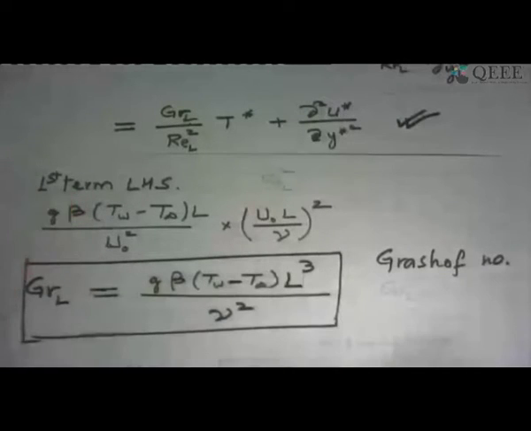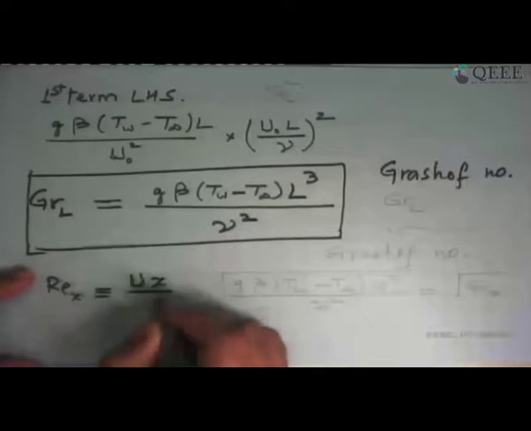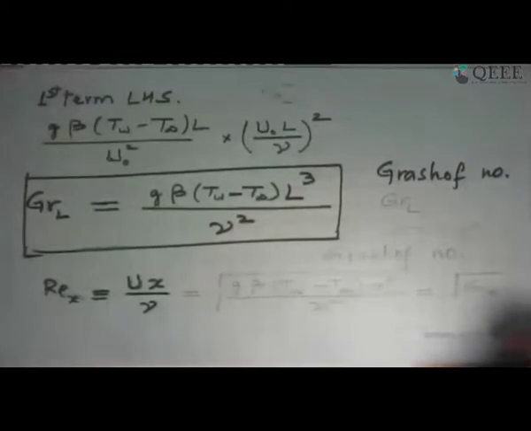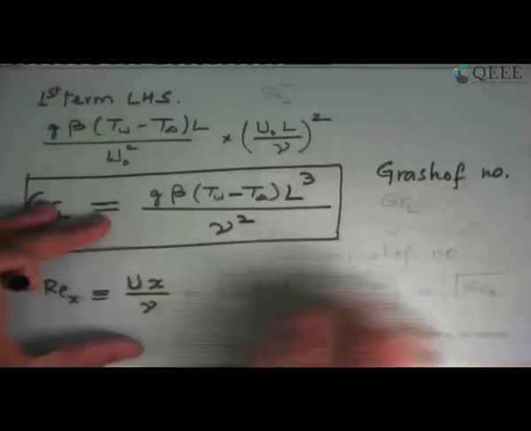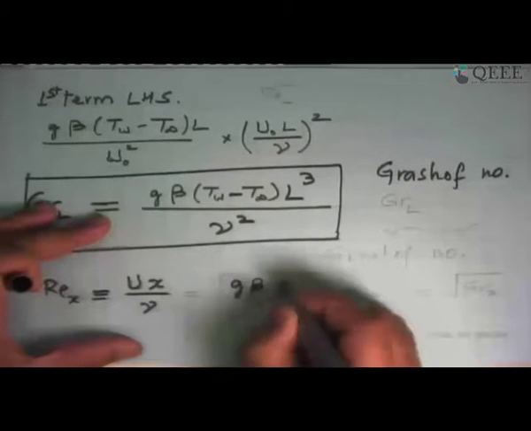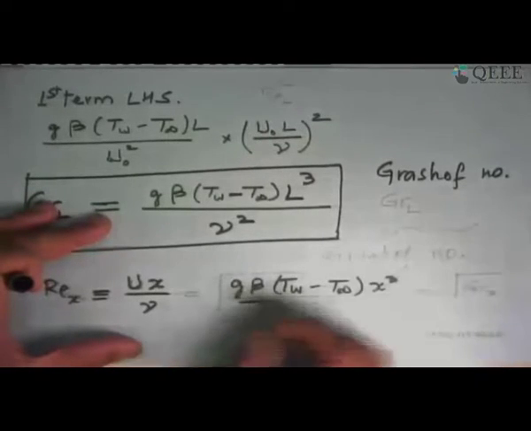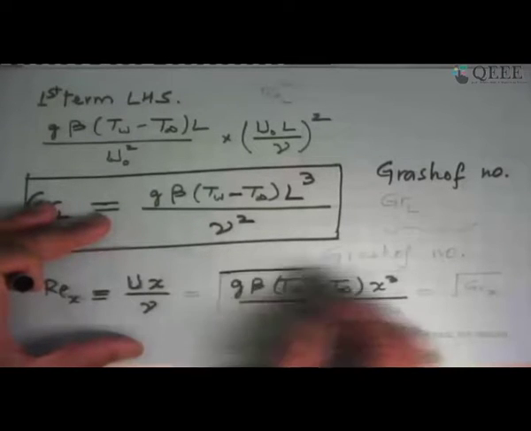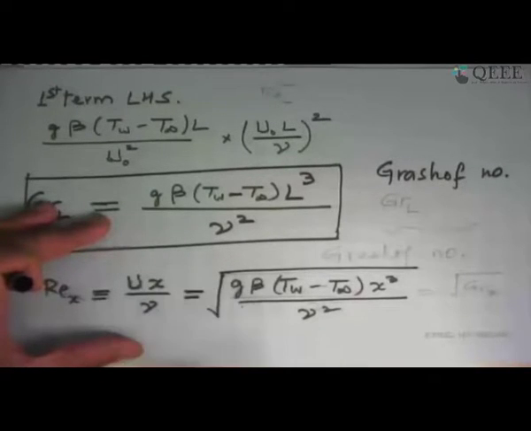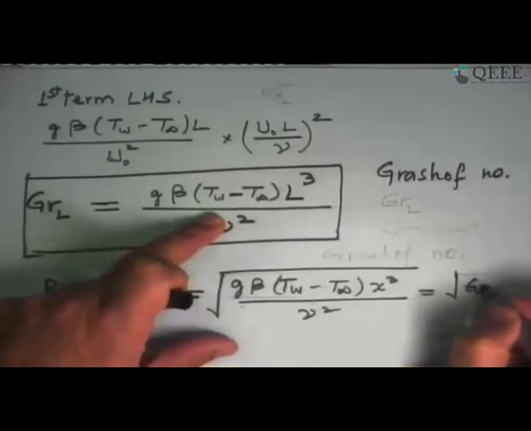So this is what is the Grashof number, and if you see what we have done is that if we take Reynolds number at any location on this plate, this will be u at that point x upon nu. That's the definition of Reynolds number. And if we now start putting different things, the definition of u that we had earlier, Tw minus T infinity, x cube upon nu square, and the whole thing is under the square root. And what is this whole thing? It is nothing but this. So this is actually Grx.